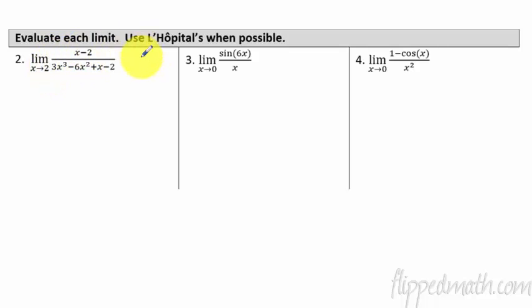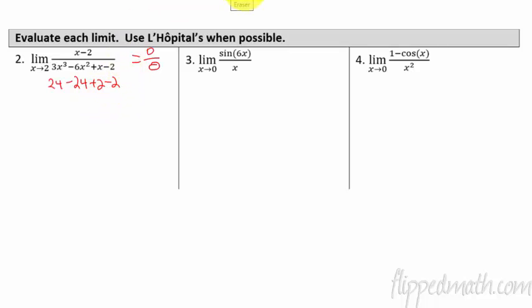If you plug in a 2, 2 minus 2 is going to give us a 0. You plug a 2 down here, okay, that's going to be 3 times 8, 8 times 3, 24. And then here you've got 2 squared is 4, 4 times 6, that's a minus 24. You plug in a 2 here, you get a plus 2 minus 2, so 0 plus 0, so that is 0 over 0. We have to verify that it's okay to use L'Hopital.